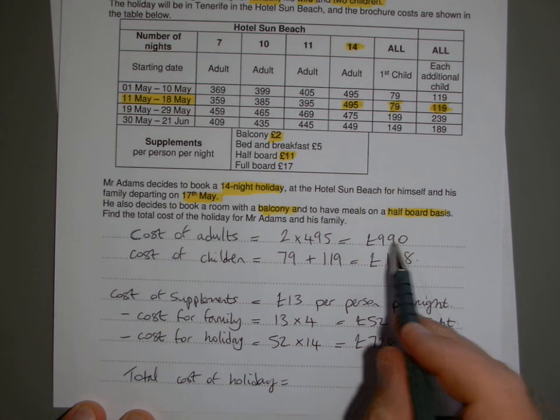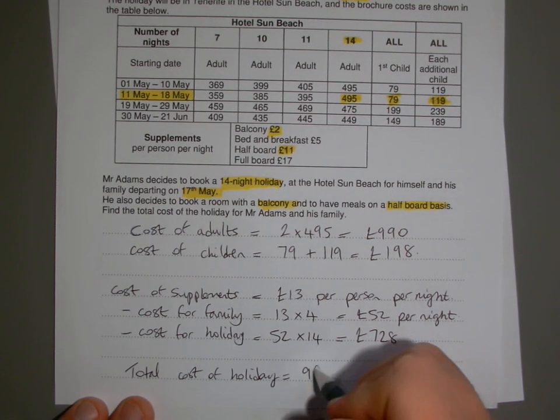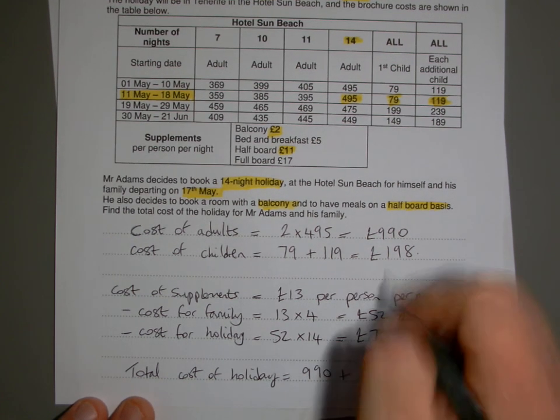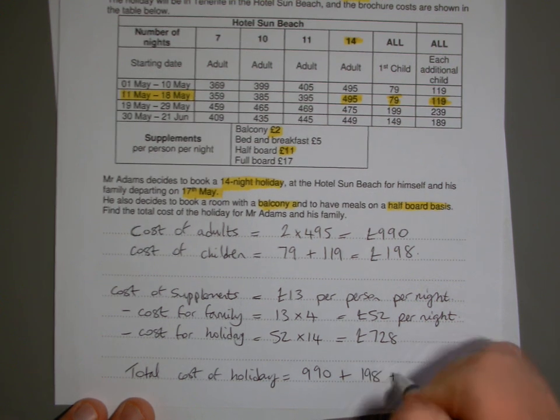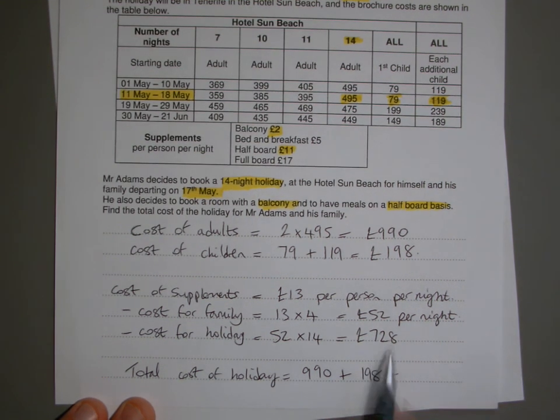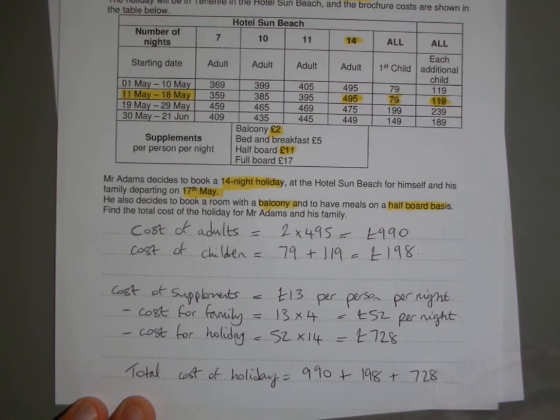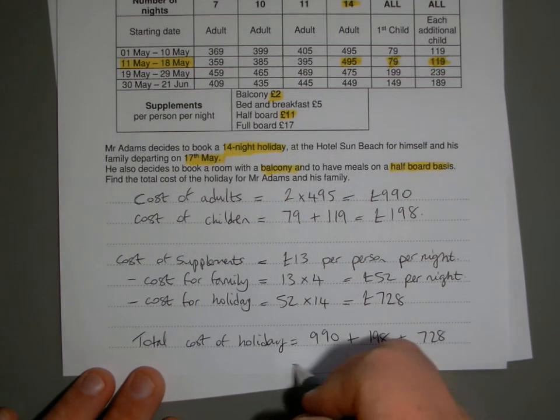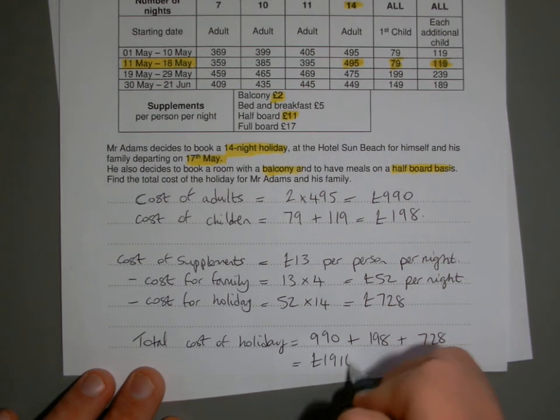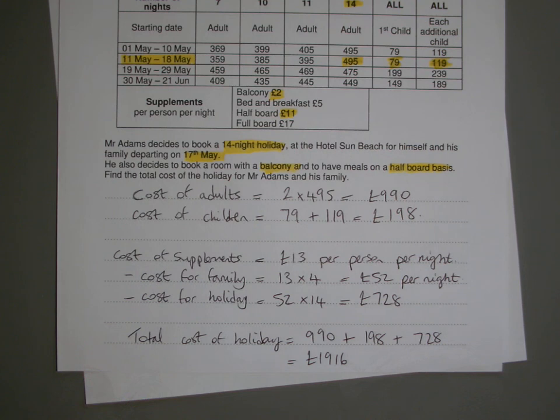So the total cost of the holiday, well, the cost of the adult tickets, 990. Cost of the children tickets, 198. And then cost of the supplements will be 728. And if you do that on your calculator, you'll come out with £1,916. Okay, so you can see our answer there is quite structured, and we've shown our working throughout. We've justified our final answer.